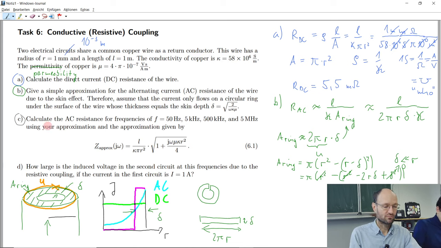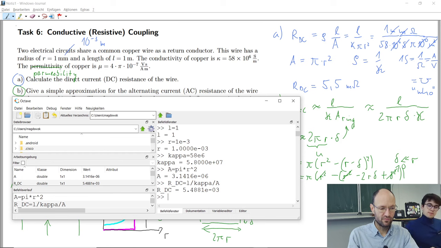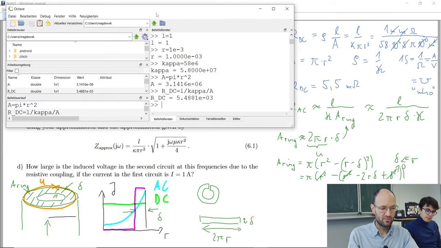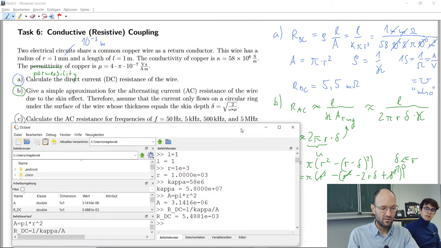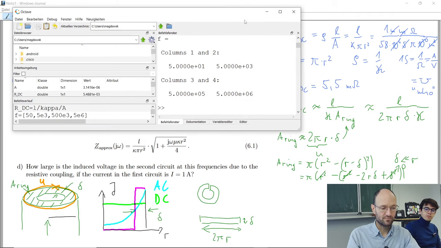Okay, so now the idea is to calculate this here, and of course, we will do this in Octave. So let's switch back to Octave and maybe move this up a bit. At first, it would be a good idea to insert these frequencies. So I will use a vector and put these frequencies into it. Kilo is 10 to the power of 3, and then we have 500 kilo, and 5 mega, and mega is 10 to the power of 6. So we have these 4 frequencies there.